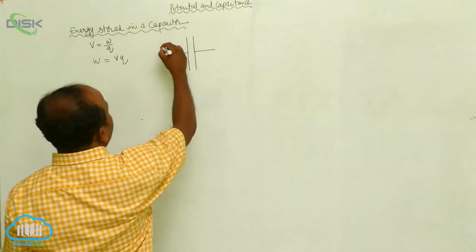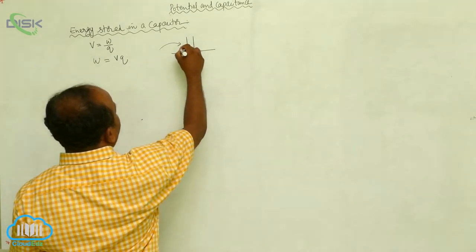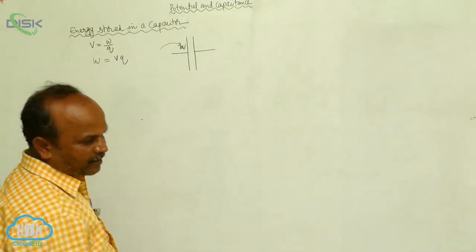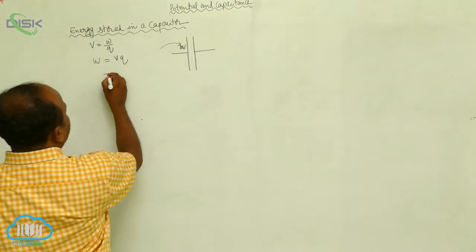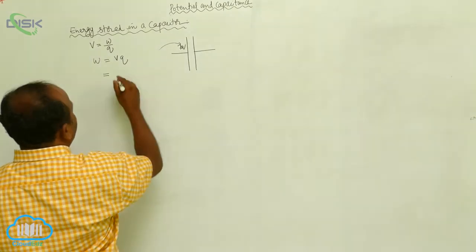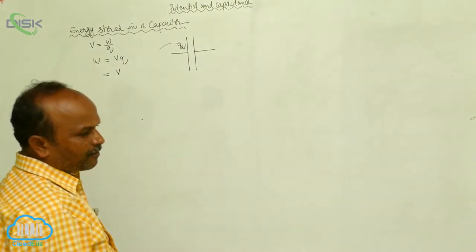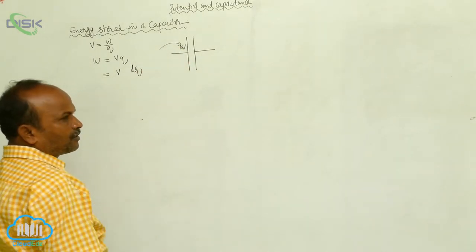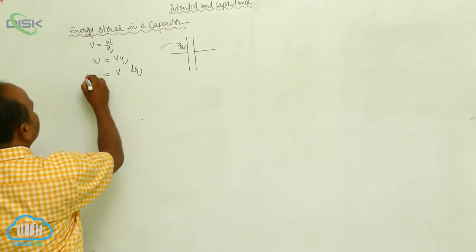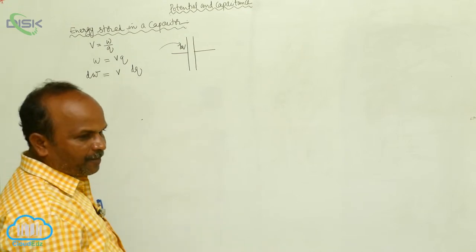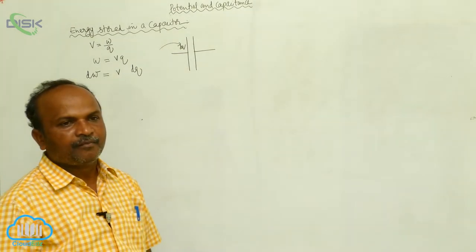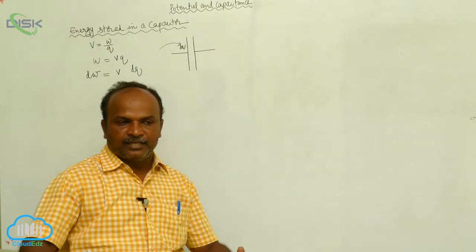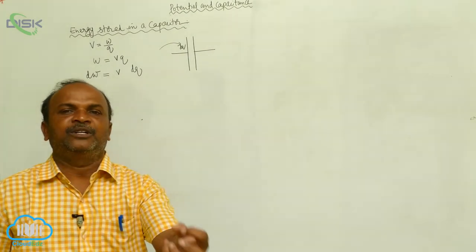First of all, for this capacitor, I want to supply a minimum amount of charge. Without changing the potential, I am supplying a minimum amount of charge dQ. What is the work done? The work done is also very small, that is represented by dW. Already a capacitor is there, maybe empty, maybe partially filled. I want to give a little amount of charge.